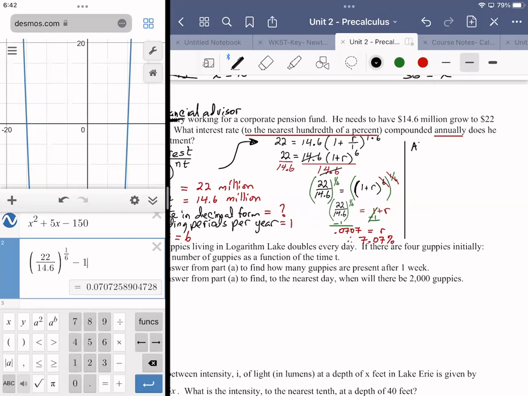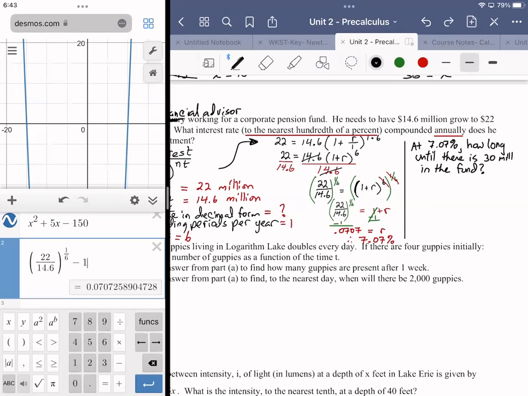So at 7.07%, how long until there is 30 million in the account, or in the fund? All right. We're assuming everything else is the same. The only thing is we're not living with this 22 million anymore.